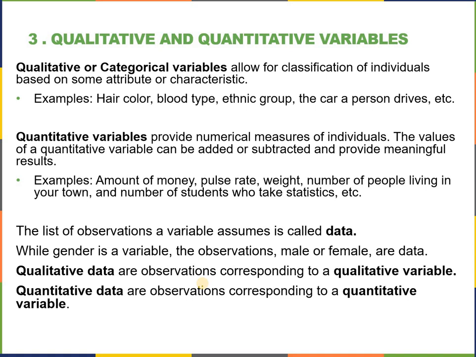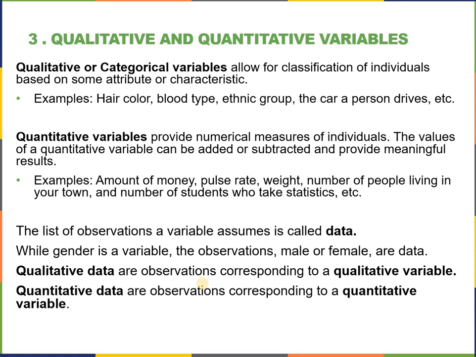While gender is a variable, the observations, male or female, are the data we collect. While hair color is a variable, brown, yellow, red, blue, those represent the data. Blood type, A, B, O, etc. Those are the data. You get the point.